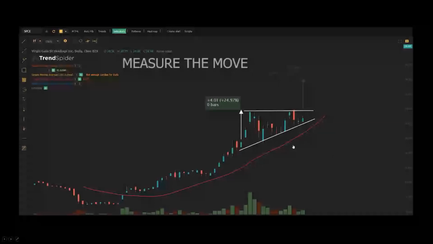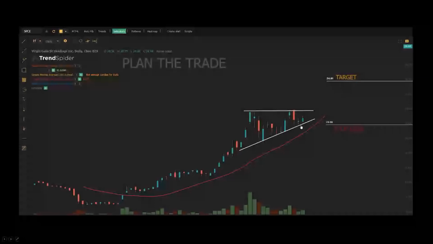You measure the move. It's about a $4 move. And then you plan the trade. So your target should be about at 24 and your stop loss just below the low here at 18. And it created a series of higher lows.